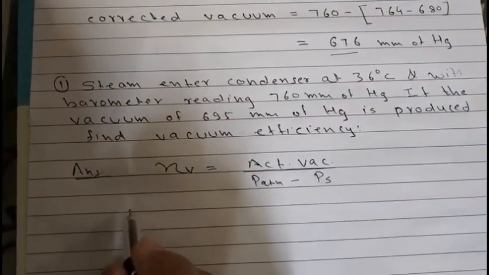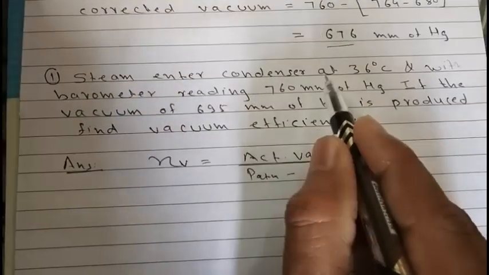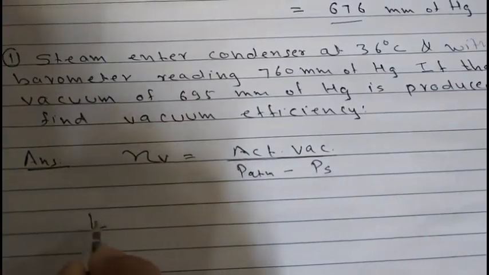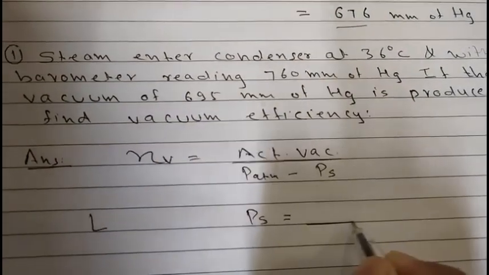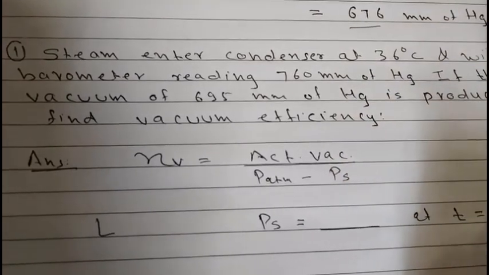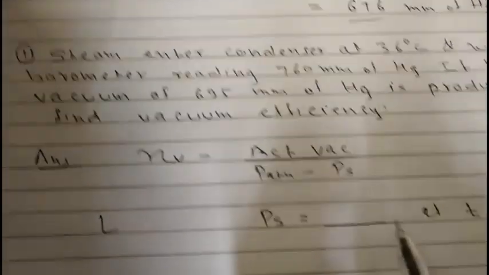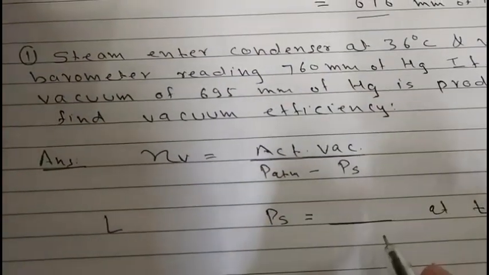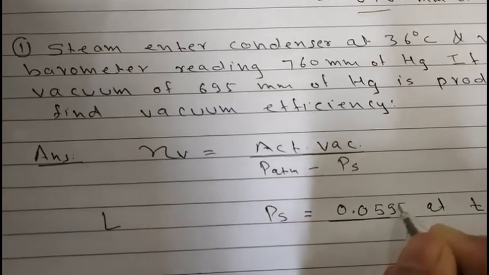So how can we determine it? That can be determined from this. It is written that steam enters the condenser at 36 degrees centigrade. So we have to find out the partial pressure of the steam from the steam table at a temperature of 36 degrees centigrade, from Table number 1 of the steam table. This value comes out to be 0.0595 bar.